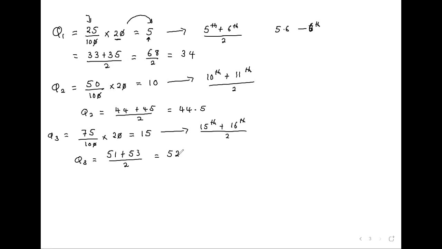And then you get the interquartile range. How do we get the interquartile range? The interquartile range is just Q3 minus Q1. Q3 is 52 minus Q1 is 34. So altogether, 52 minus 34, we get 18.